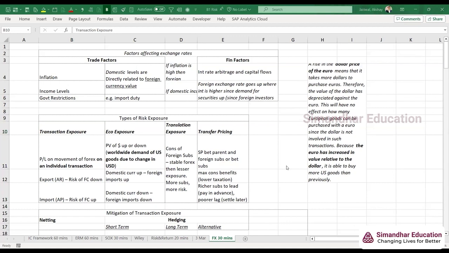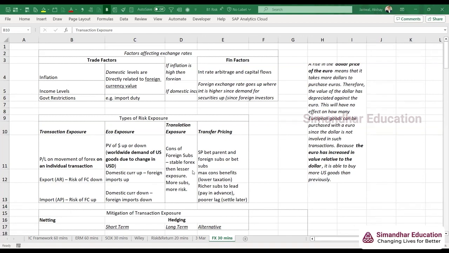Okay. So why is this important? Because this will set your tone to answer the question, that is, what you are afraid of, meaning what the risk is basically. In case of AP, it will be the exact opposite. Suppose we have a vendor in Japan and we are buying from them. We will have AP, right?